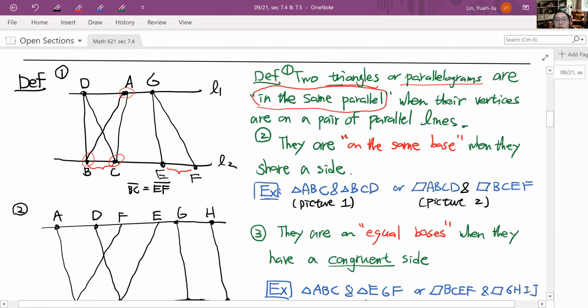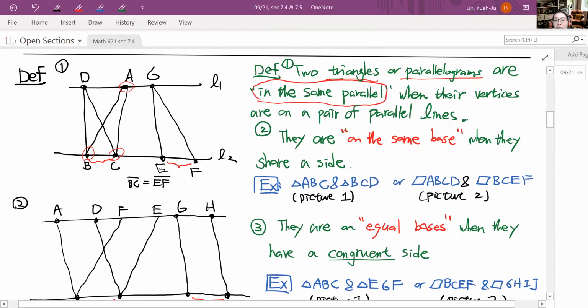This is not too bad, because you can draw the picture and see what it means. But definitions 2 and 3 are something you want to distinguish, because they can be very confusing at first sight. If two triangles or two parallelograms are already in the same parallels, then the first thing we can say is that they're on the same base. It means that they share a side, or share a base.